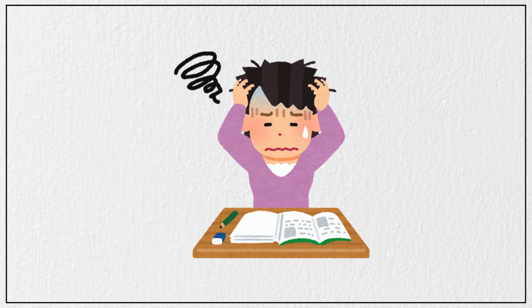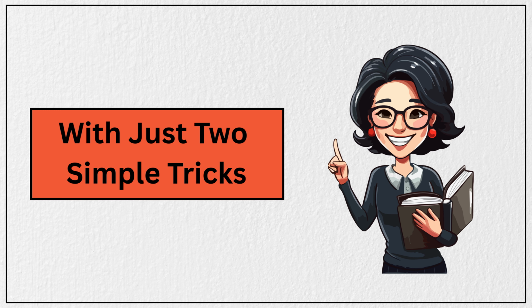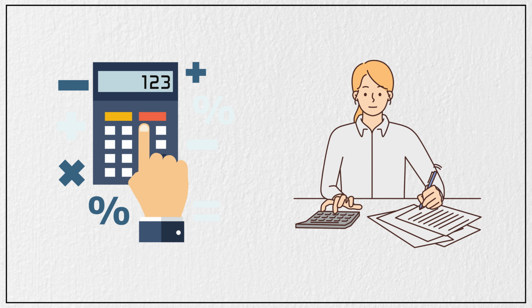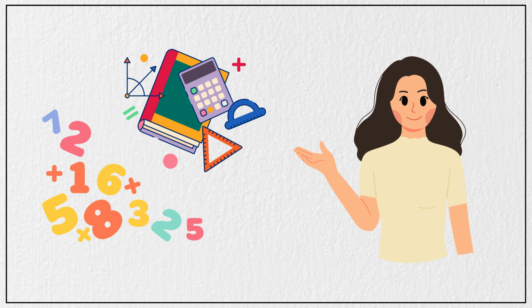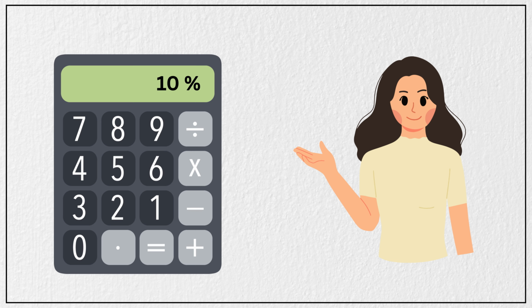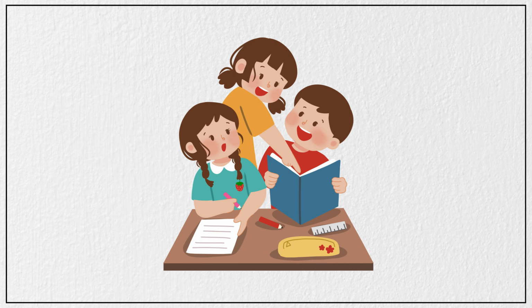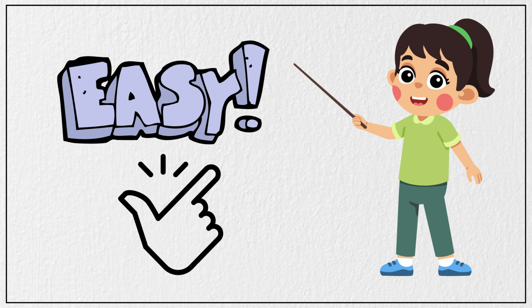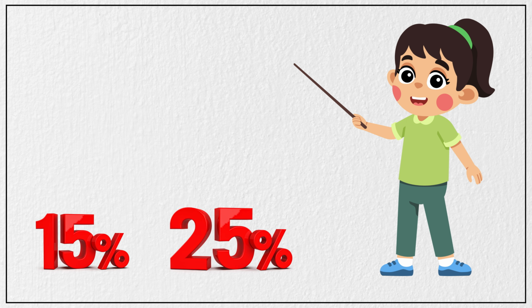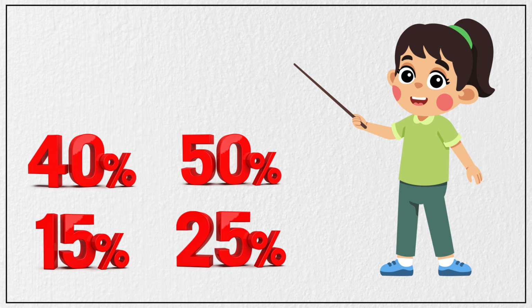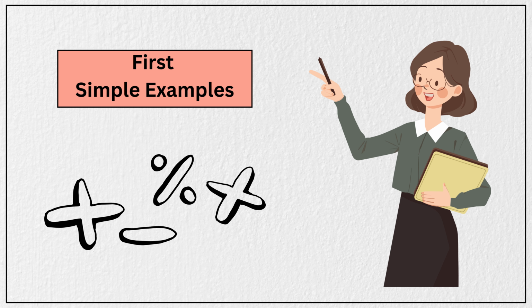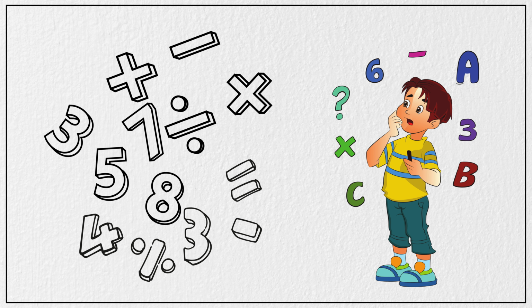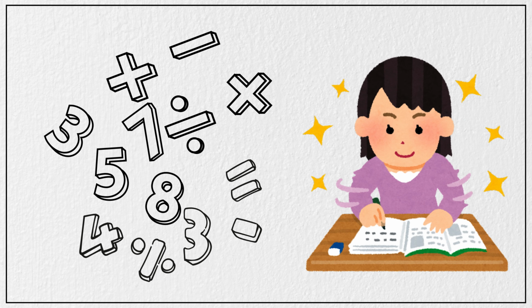Ever freeze up when trying to calculate a tip or discount in your head? What if I told you that with just two simple tricks, you could calculate nearly any percentage mentally in seconds? Alright, let's start with the most fundamental skill you'll need, calculating 10%. Once you've got that down, you'll see how easily it builds into other percentages like 15, 25, 40, 50, and even 85%. At first, we'll start with some simple examples, and I'll show you exactly how to do the math in your head without writing anything down.